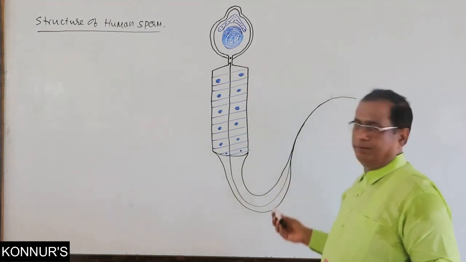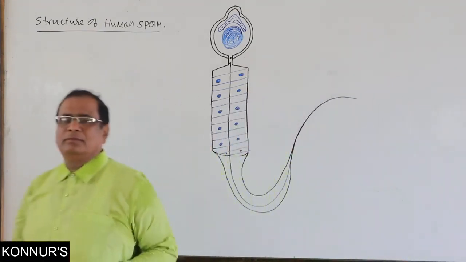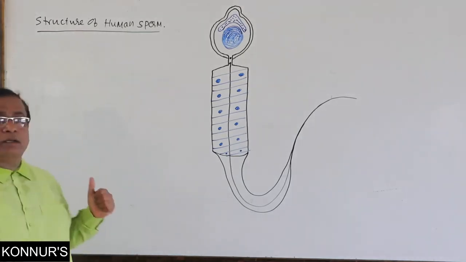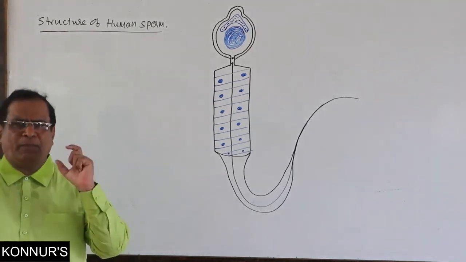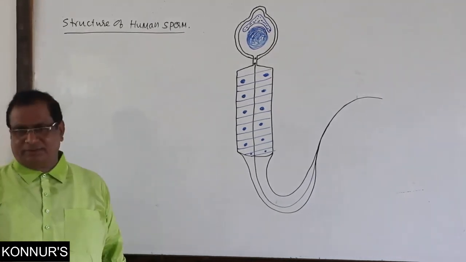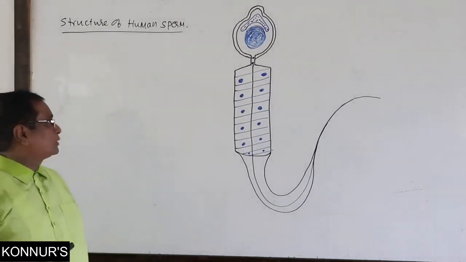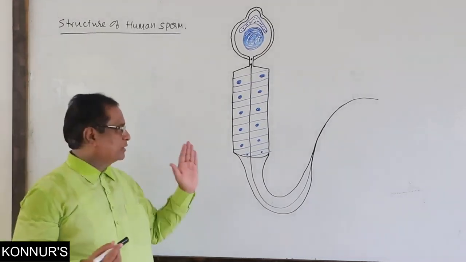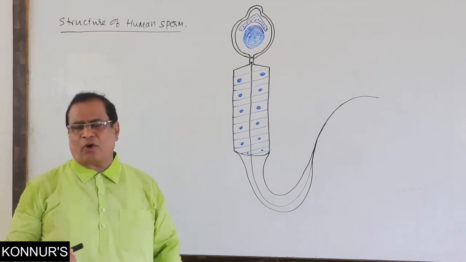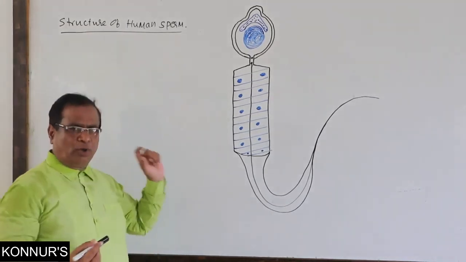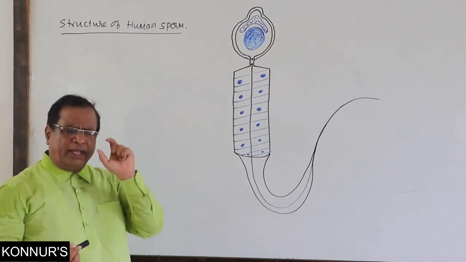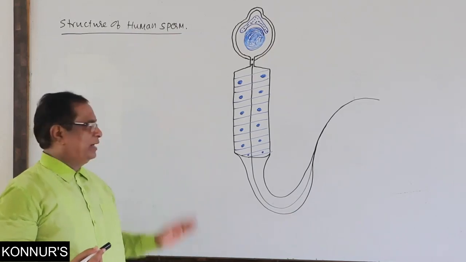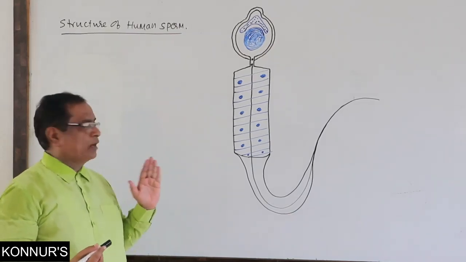This is human sperm. Sperm is a haploid, matured and a very minute male gamete. And it looks like a tadpole larva of frog. It is a haploid, mature, very minute and motile, movable male gamete, and it looks like tadpole larva of frog.